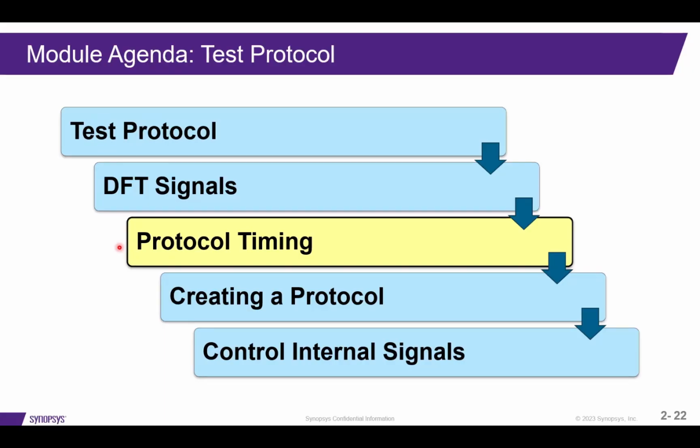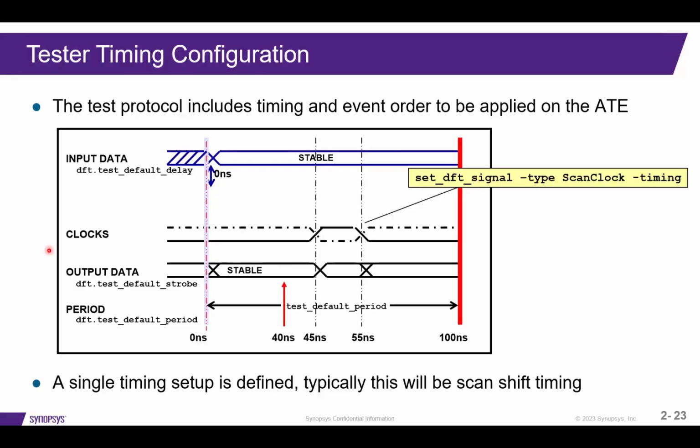Next, let's talk about the test protocol timing in detail. The test protocol includes timing and event order to be applied on the ATE. So in this example, we are defining the clock at 45:55, rising and falling, and the tester will strobe or check the output of the design before the clock rising. This is known as a pre-clock measure timing, and is the default in Fusion Compiler.